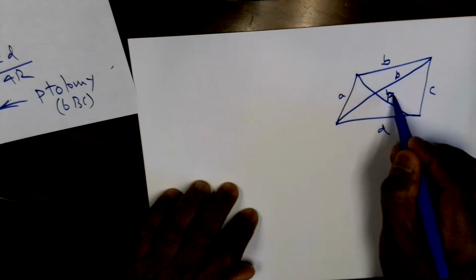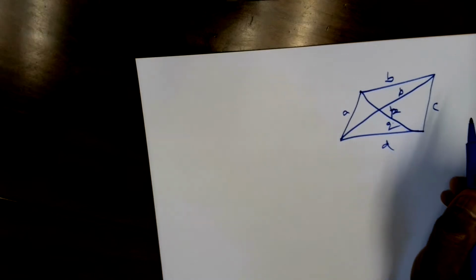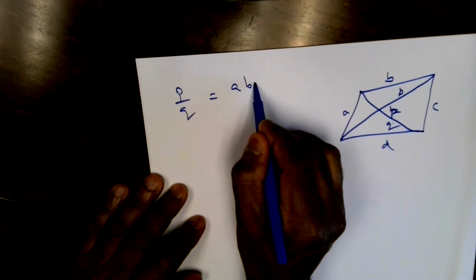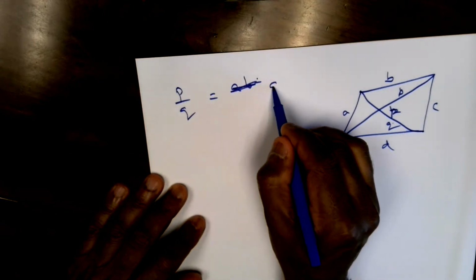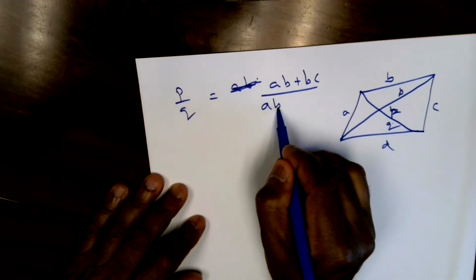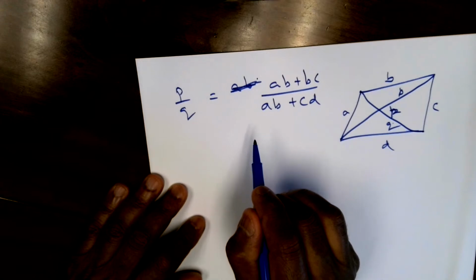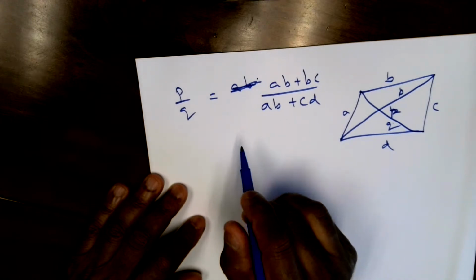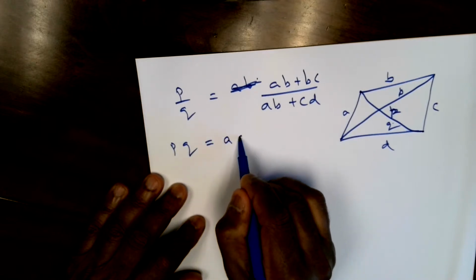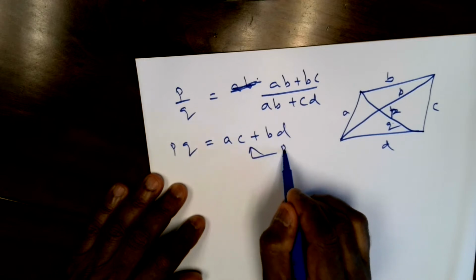So this is P and this is Q. Then Ptolemy's relation is P over Q is AD plus BC over AB plus CD. And PQ is AC plus BD. So this is actually Ptolemy's relation.